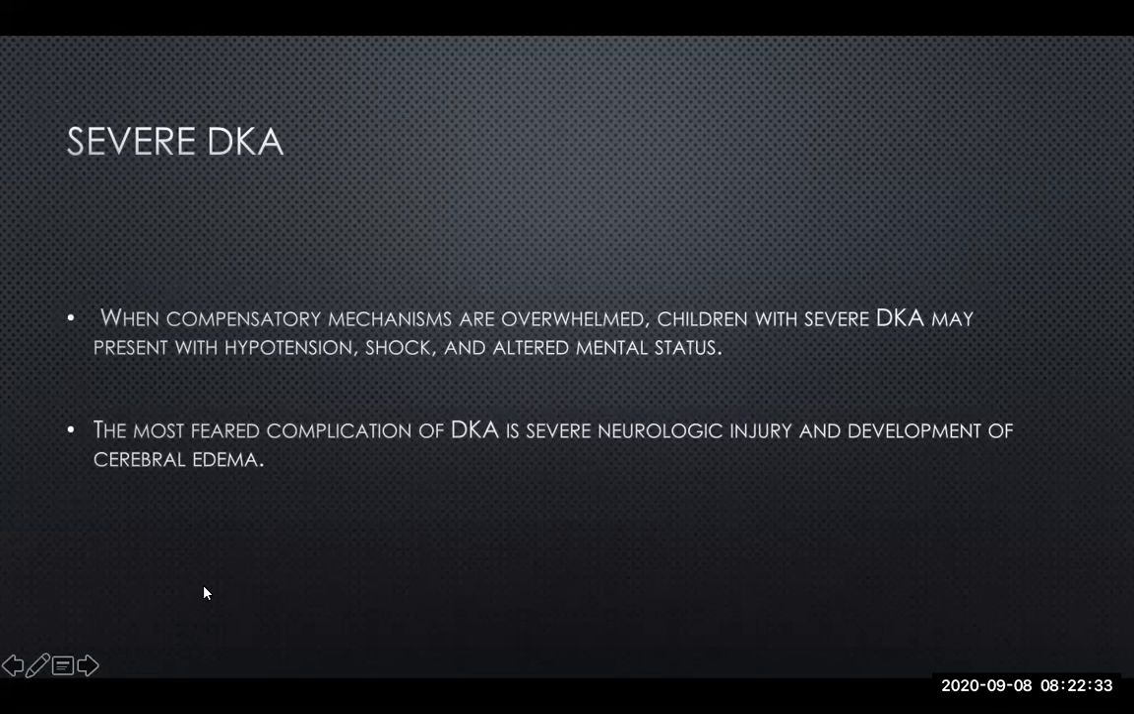That is how we say that the patient has severe DKA. When the compensatory mechanisms are already overwhelmed, these children with severe DKA can present hypotension, shock, and altered mental status. The most severe complication of DKA is going to be the severe neurologic injury and the cerebral edema. But too, we need to follow the patient because they can present arrhythmia, ventricular arrhythmia, from the hyperkalemia or hypokalemia.